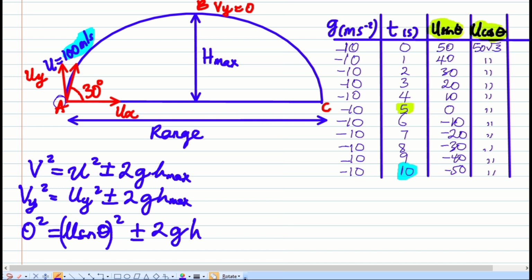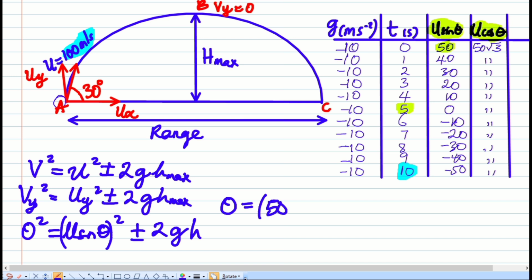So let's go ahead and plug in the values. So this will be equal to 0 squared, which is 0. Now, what is u sine theta? u sine theta is 50. All right, we recall u sine theta is 50. I've already solved that. How we got 50 again: the initial speed is 100 meters per second, then theta is 30 degrees, and sine 30 is half. Half of 100 is 50. So u sine theta is 50. So I'm just going to plug it into the equation.